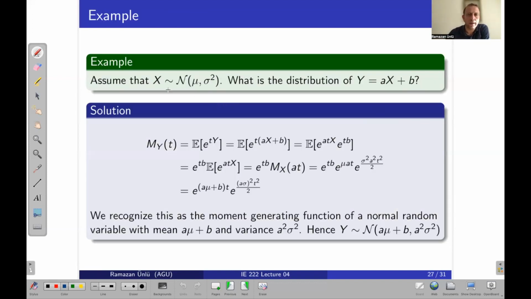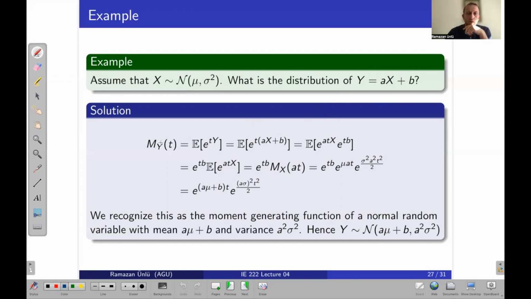Okay, let's look at an example and assume that we have a random variable x, which is normally distributed with the parameters mu and sigma squared. And the question is, what is the distribution of y, which is equal to a times x plus b? We can find the distribution of this by using the conventional way, and we did it, and we know that it's the normal distribution. But also we can use the moment generating function.